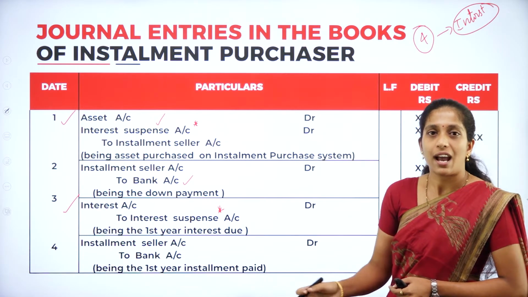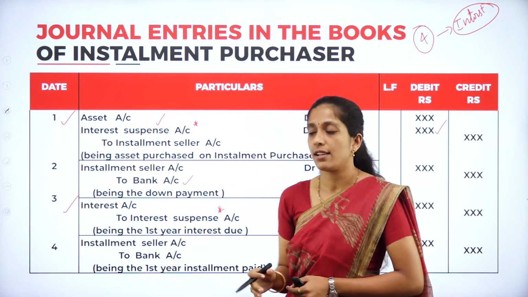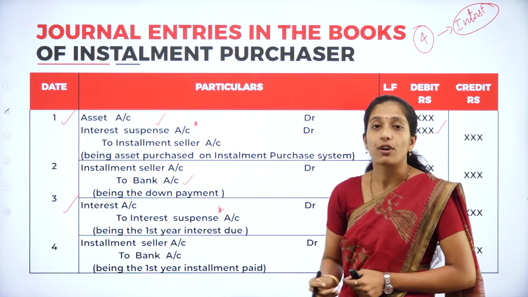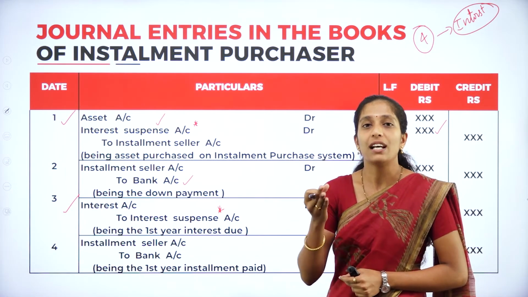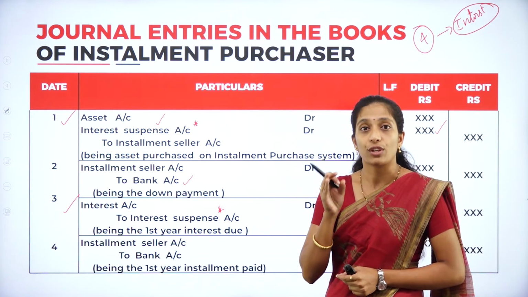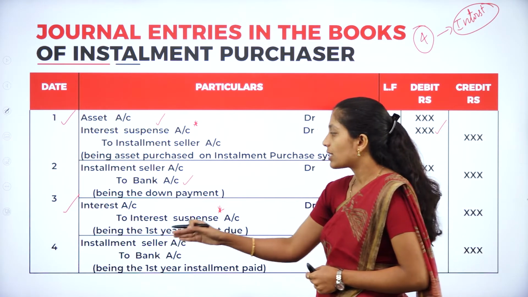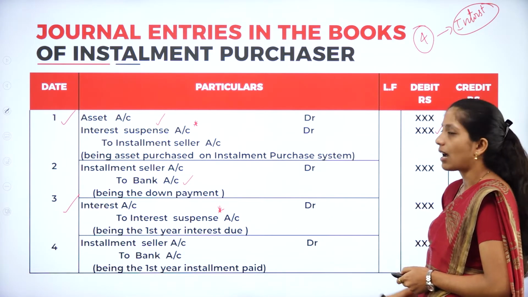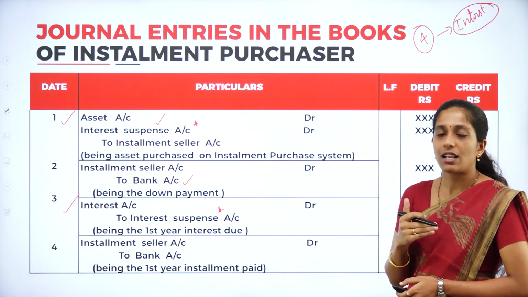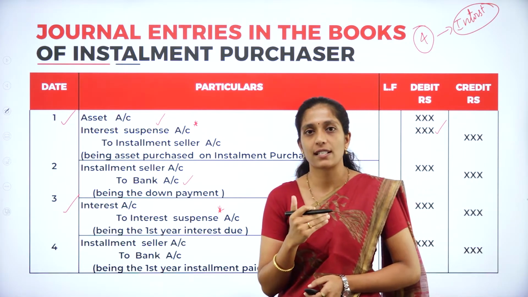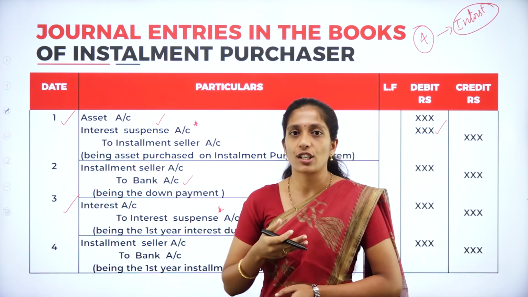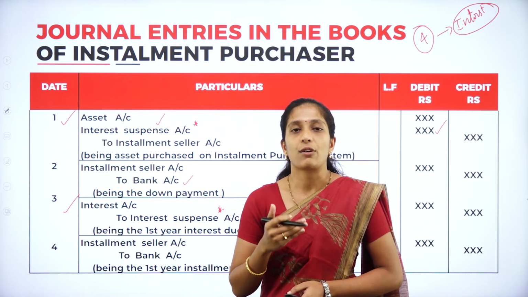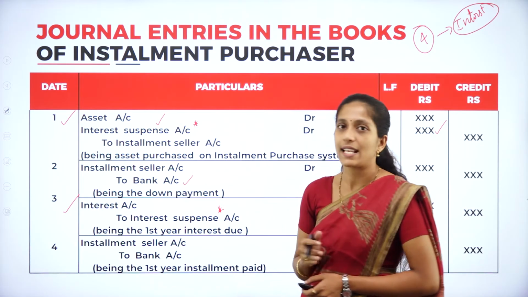Next, the fourth entry as usual is for installment paid. So what is the entry? Installment seller account debit to bank account. For whom are we paying, or for whom is the installment purchaser paying? For the installment seller, right? So installment seller account debit to bank account, being the first year installment paid. So your first entry in the books of installment purchaser is for purchasing of the asset. So what is the entry? Asset account debit, interest suspense account debit to installment seller account.